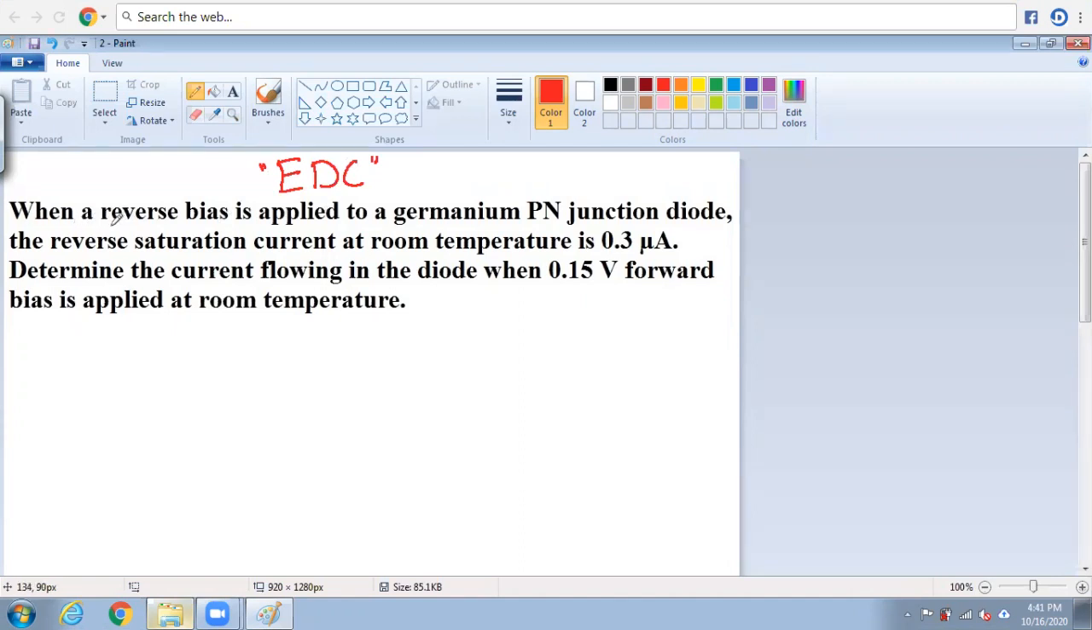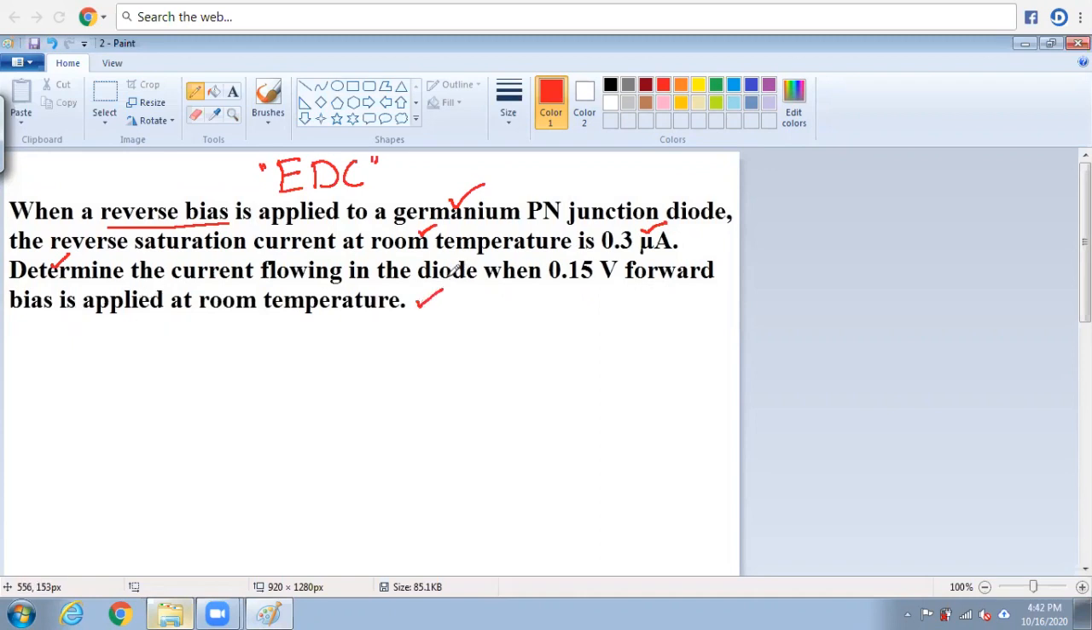When a reverse bias is applied to a germanium PN junction diode, the reverse saturation current at room temperature is 0.3 microamperes. The examiner asks: determine the current flowing in the diode when 0.15 volt forward bias is applied at room temperature.